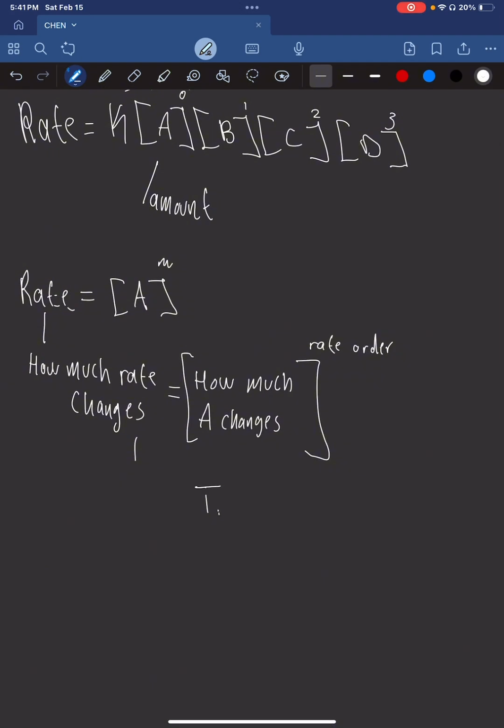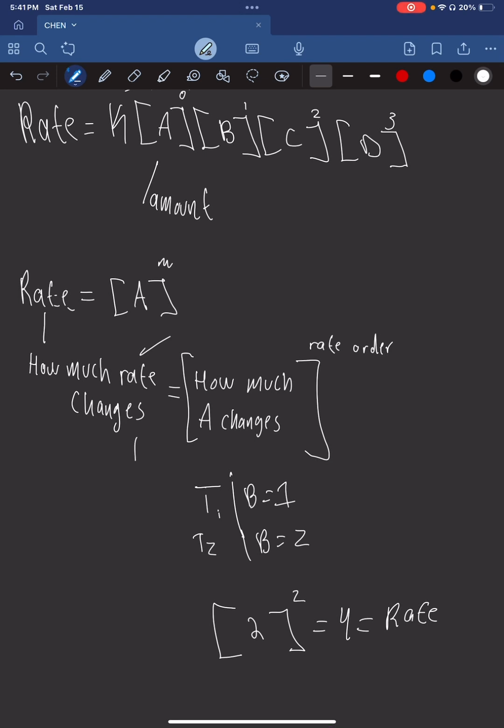So let's do this. At trial 1, let's say B, we have one amount of B. At trial 2, B ends up doubling. So in a second order reaction, we see that B ended up doubling. It's a second order reaction. If I ask you right now, how much has the rate changed? Well, it'd be equal to 2 squared, which is equal to 4. So the rate went up by 4 times.